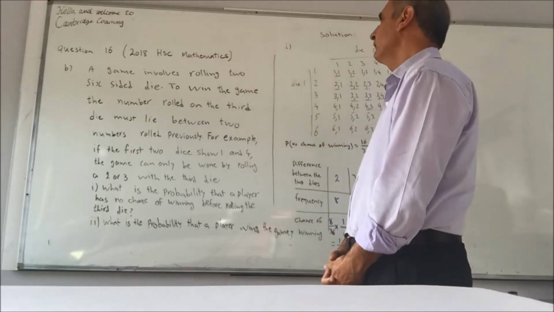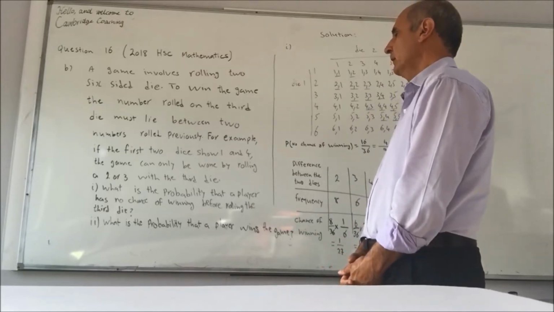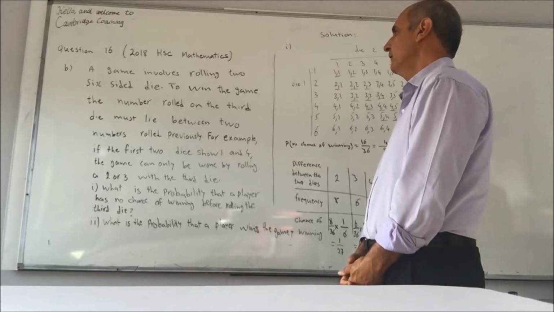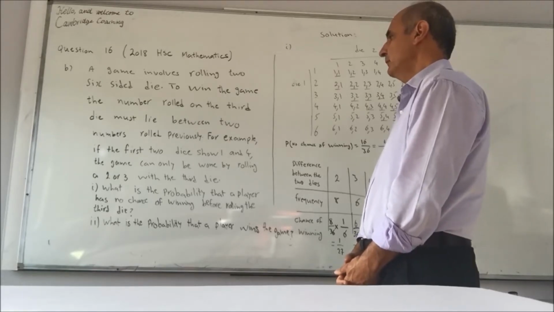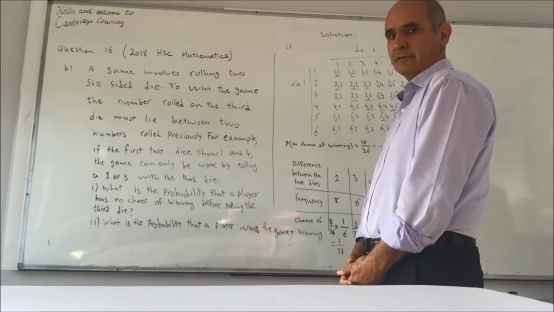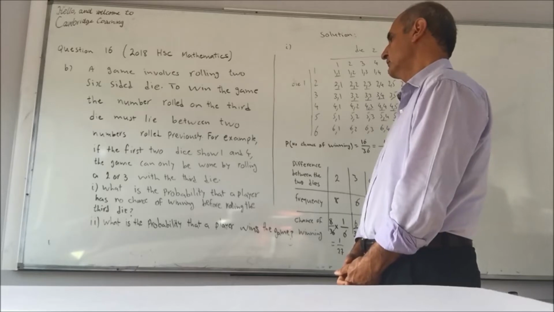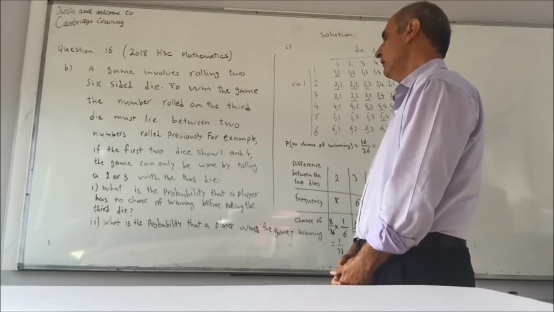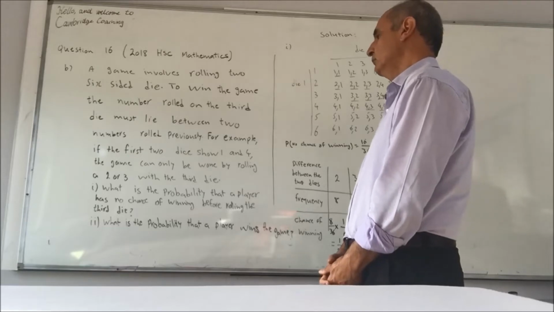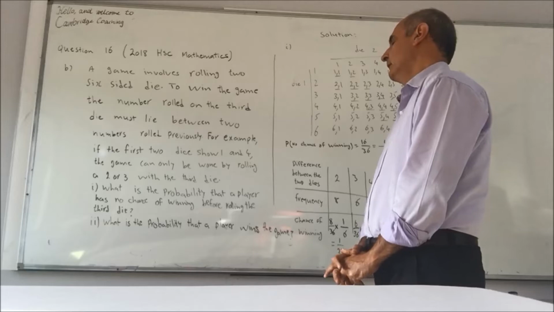A game involves rolling three six-sided dice. To win the game, the number rolled on the third die must lie between two numbers rolled previously. For example, if the first two dice show 1 and 4, the game can only be won by rolling a 2 or 3 with the third die.